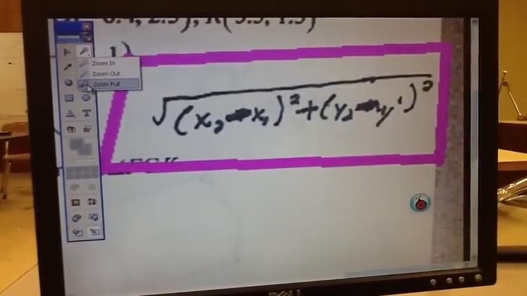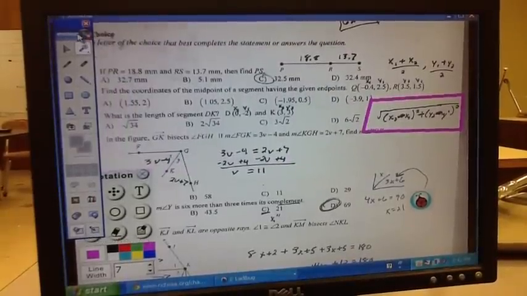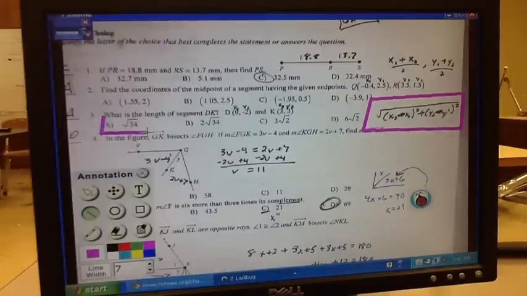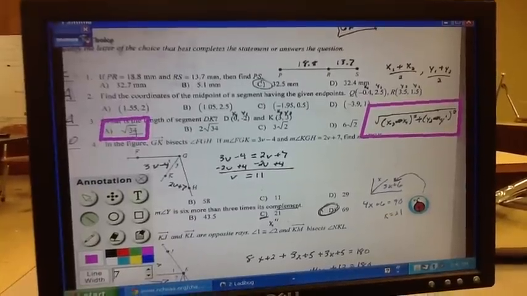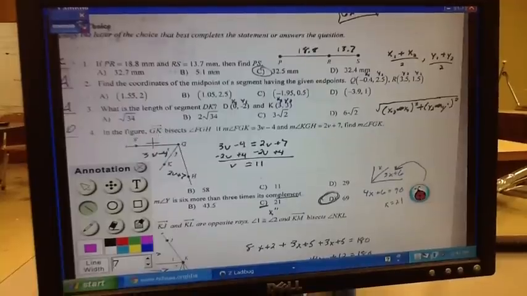Pause at any point in time in the video if you need to pause and write something down, anything like that. Alright, after we plug that in, we ended up going back. We get A, that square root of 34. Alright, moving on to number 4.